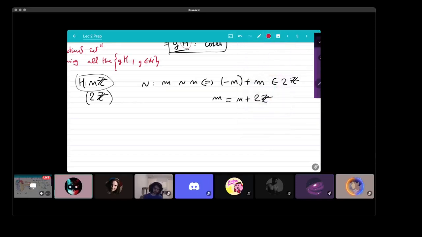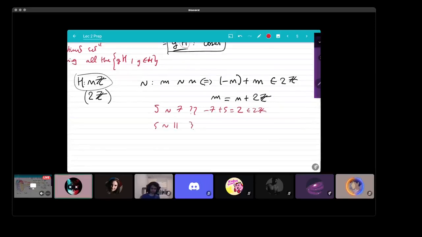And what does this mean? Let's compute some equivalent elements. For example, 5 is equivalent to 7, because minus 7 plus 5 is minus 2, which is in 2Z. 5 and 11: yes, because minus 11 plus 5 is minus 6, which is in 2Z. So it's actually all the elements of the same parity. If they're both odd, they're equivalent. If they're even, they're equivalent.